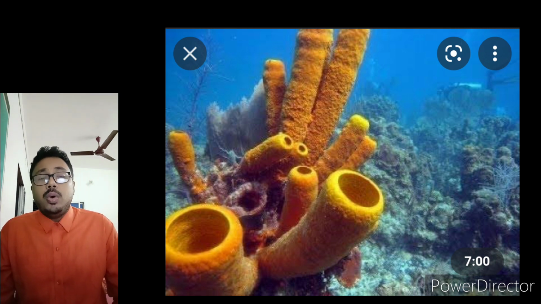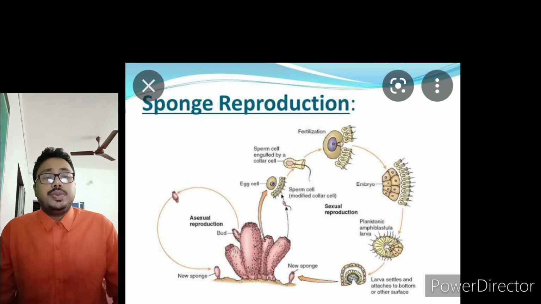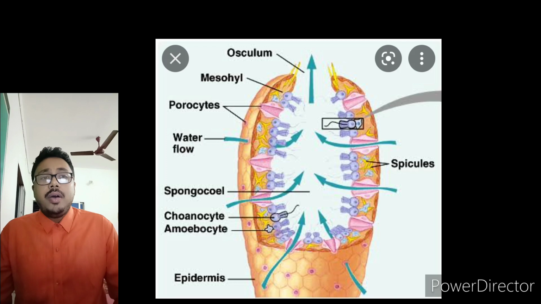They reproduce both asexually and sexually. In the asexual mode of reproduction, they reproduce by budding, whereas in the sexual mode of reproduction, they form gametes. Sponges have a great power of regeneration. They repair their cut portion. They have the power of regeneration.